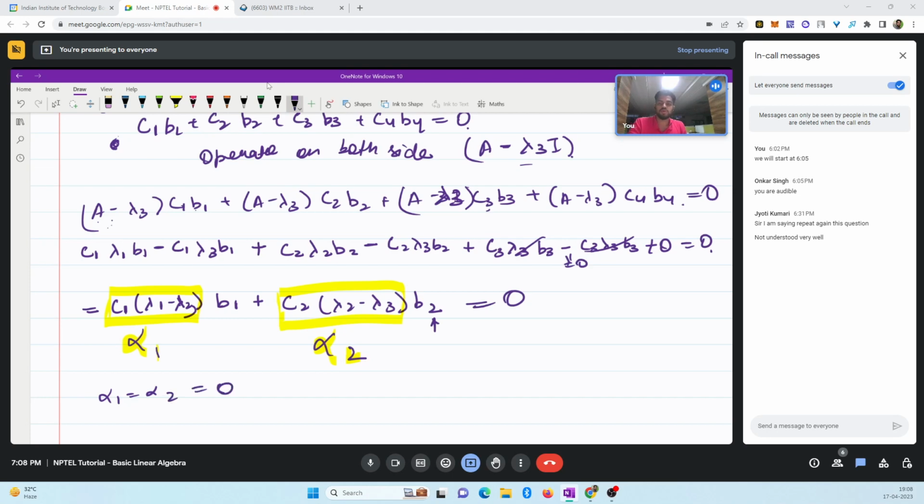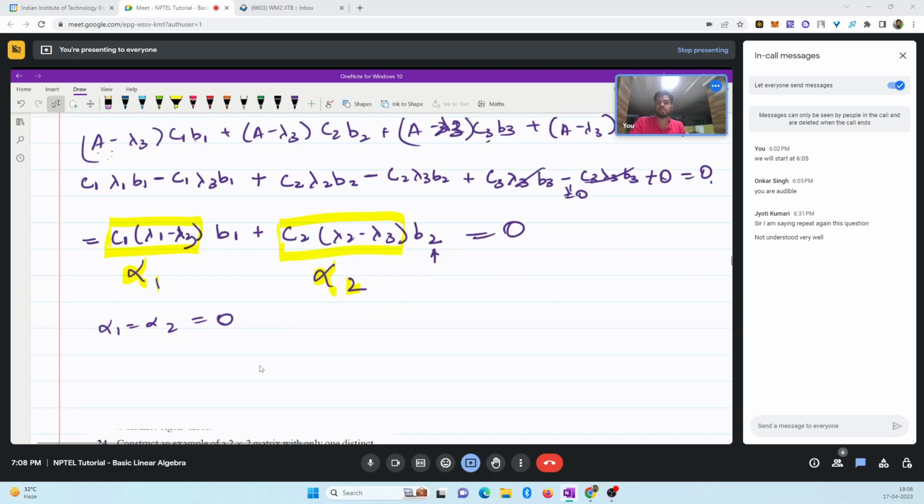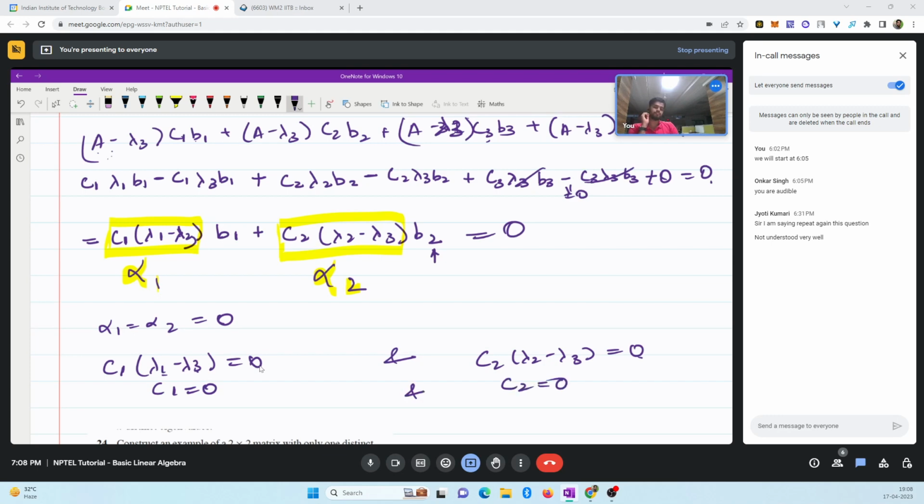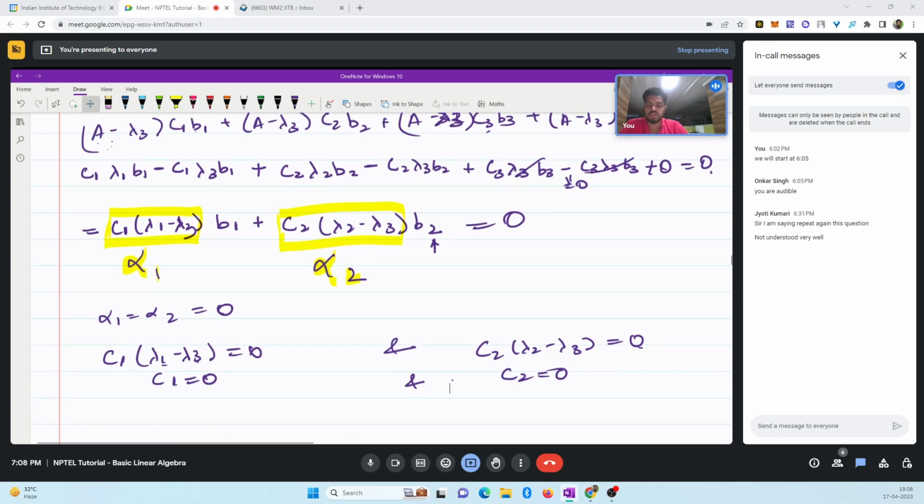So what does this mean? That c1 times lambda 1 minus lambda 3 is 0, and c2 times lambda 2 minus lambda 3 is 0. Now, as you know that lambda 1, lambda 2 and lambda 3 are distinct, the only option for this to become 0 is that your c1 is 0 and your c2 is 0. So you are done, you have c1 and c2 as 0.